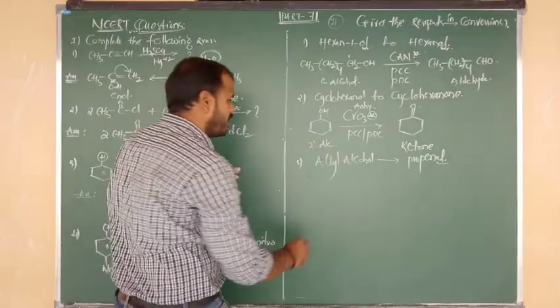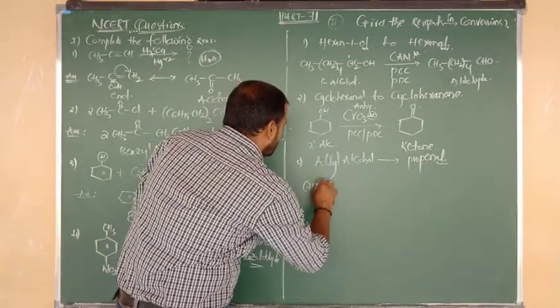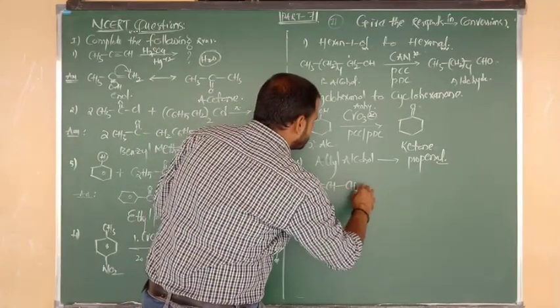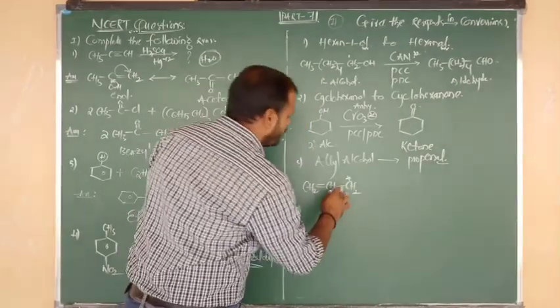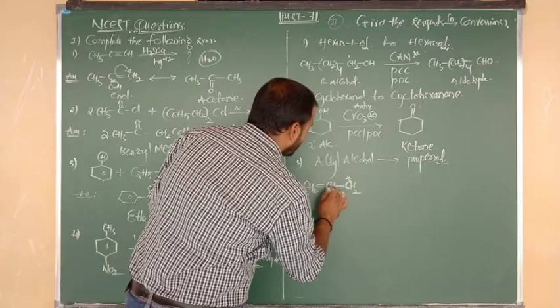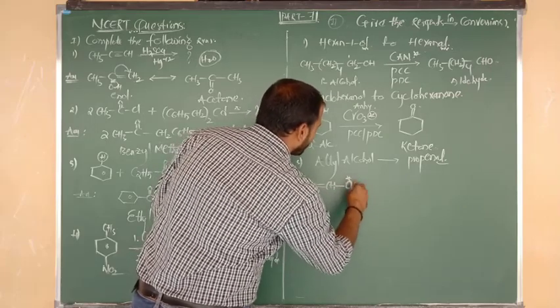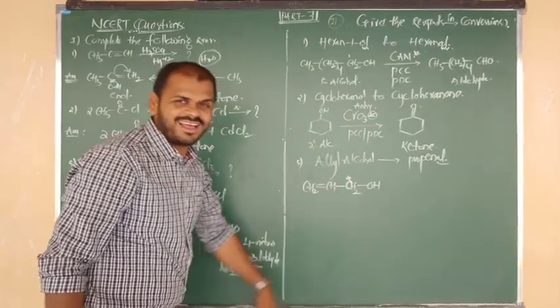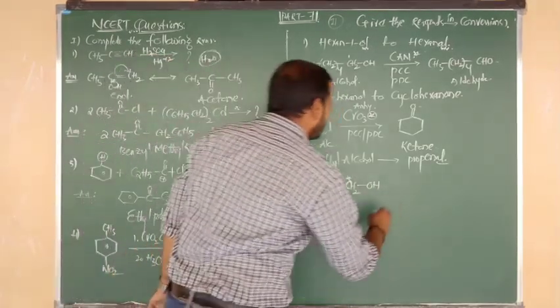Here is allyl alcohol. Let me write the structure: CH2 double bond CH, the vinyl group, connected to another CH2. This is the allyl carbon, and now the allyl carbon is connected to an OH group. Allyl alcohol. Okay? Right?